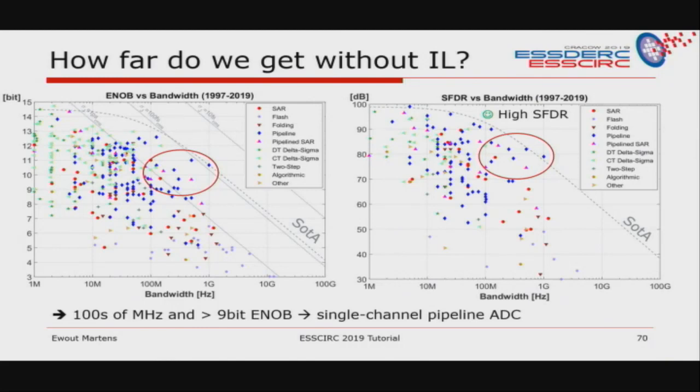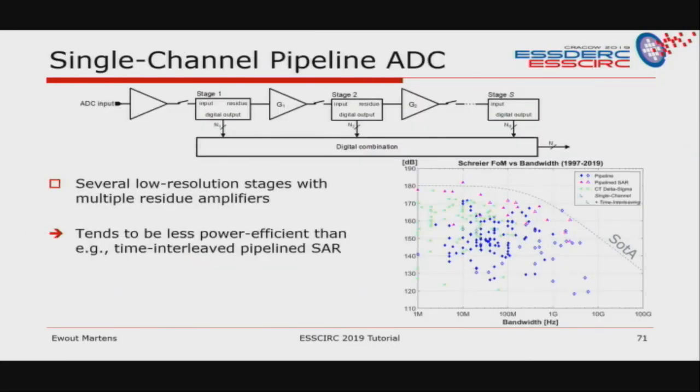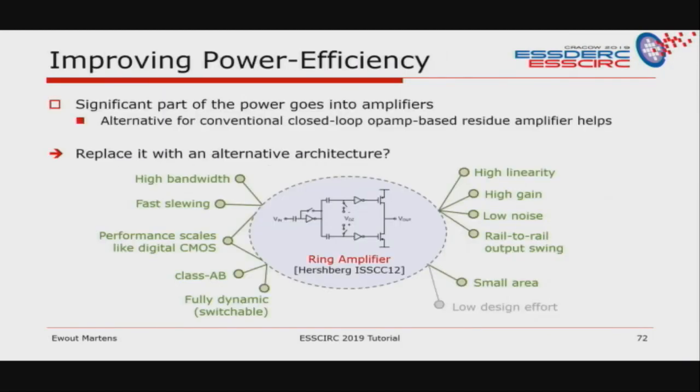So there is a question, how far can we go without having the interleaving? Well, if you go with hundreds of megahertz and you also want more than 9-bit ENOB, the best way to go is a single channel pipeline ADC, where you also can get away with high SFDR, so high linearity. So that looks as follows. You just have lots of stages, and in each stage only 1 or 2 bits are actually resolved. Because you have so many stages, so many amplifiers, in general it's less efficient than, for example, time interleaved pipeline SAR ADCs. So how can the power efficiency be improved?